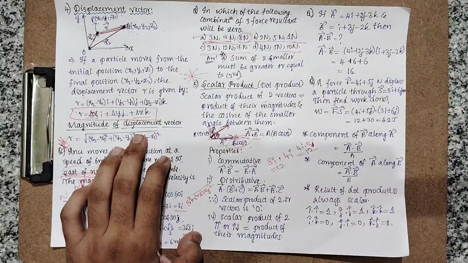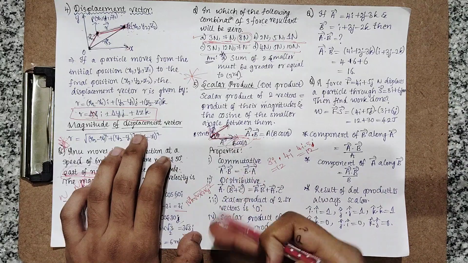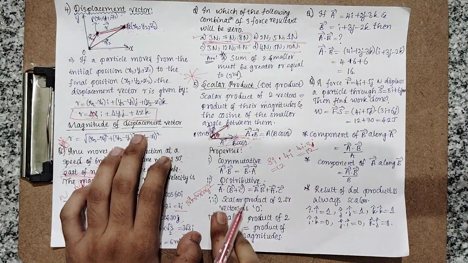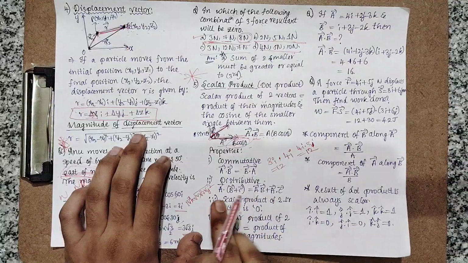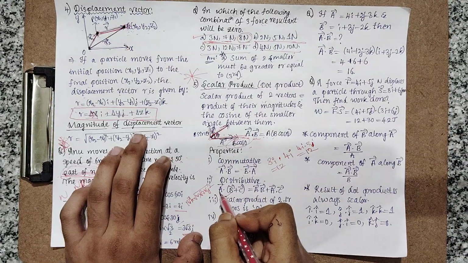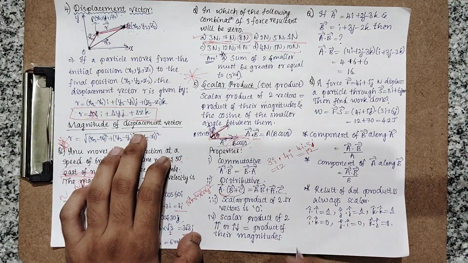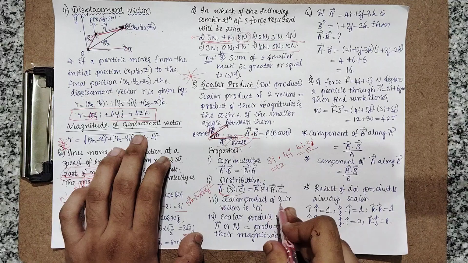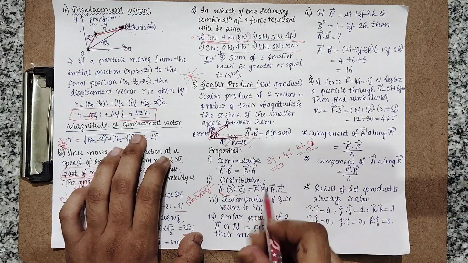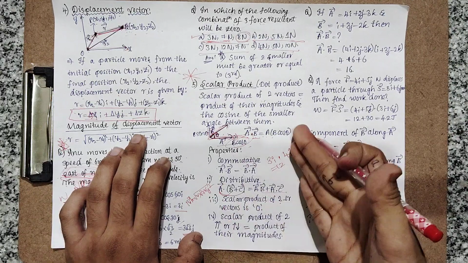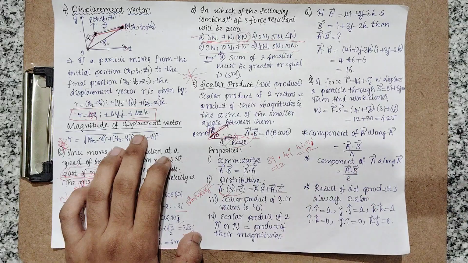Now coming to distributive. Again, make your own example and try it. A bar dot (B bar plus C bar) is equal to A bar dot B bar plus A bar dot C bar. Now, the scalar product of two perpendicular vectors is 0 because cos 90 is equal to 0.